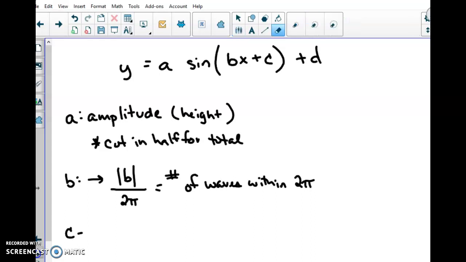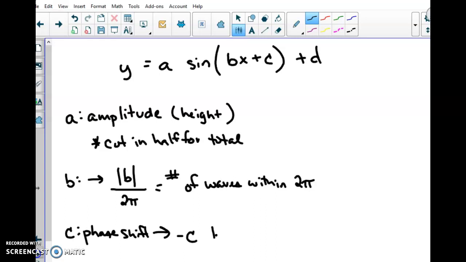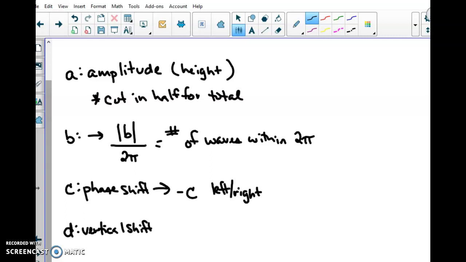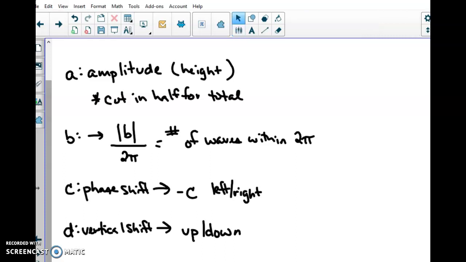C represents a phase shift. Okay, and it has to be negative C because it's opposite of what we see because it's inside those parentheses. This is going to tell you whether it's left or right. And then last but not least, D is your vertical shift. This one does not go opposite of what you see. This is going to determine your up and down, which is a little bit easier to depict.